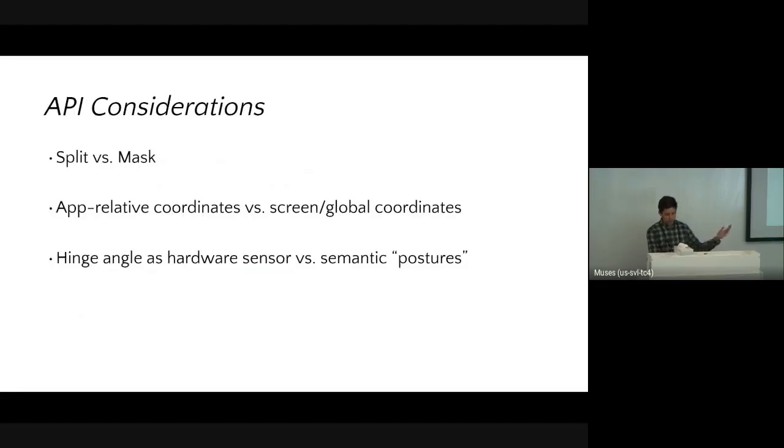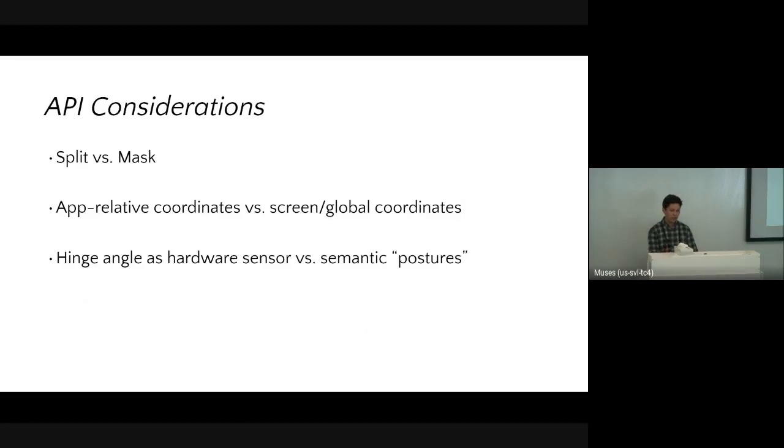So following those principles, there's a few API considerations that we've been looking at. The first one is, as I previously mentioned, this split versus masking. What do you do when your window is spanned? And again, I think the principle there is that by default, you would want to split, but there are some cases where you actually might want pixels to be nominally underneath the gap. And we're going to go through some examples of that in a few slides. Similarly, for the coordinates, should we be exposing something like an app relative coordinate versus screen or global coordinates?